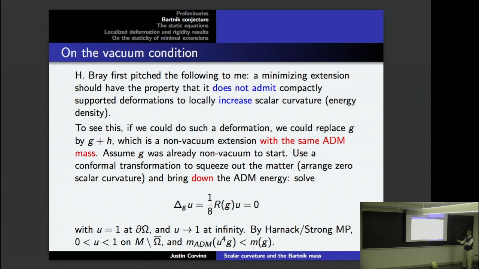The scalar curvature is 0 if you get this equation, right? And then by the maximum principle, you can argue that the ADM mass comes down. This is a well-known transformation used in the proof of the positive mass theorem, for example, to squeeze out the matter and bring the mass down. And so that's the idea behind the fact that the minimizing mass extension shouldn't admit localized additions of matter.